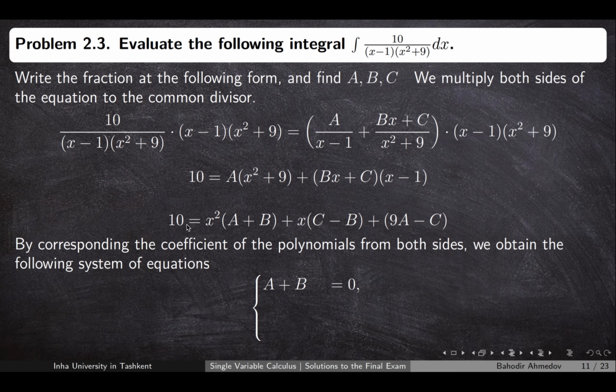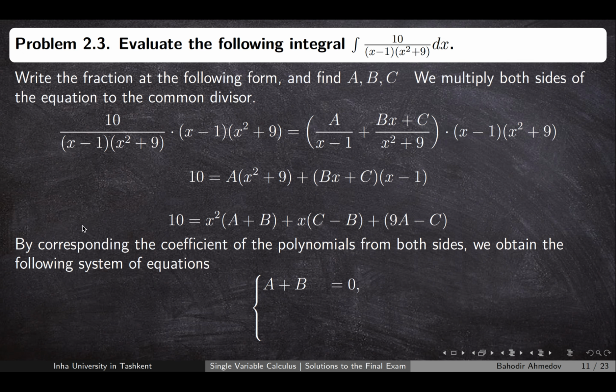So I need to equalize the polynomial on the left hand side and on the right hand side, and two polynomials are equal if and only if their corresponding coefficients are equal. So the coefficient before x squared on the right should be equal to the coefficient before x squared on the left. The coefficient of x squared on the left is equal to 0, so that is why a plus b is equal to 0. So c minus b should be equal to the coefficient of x on the left.